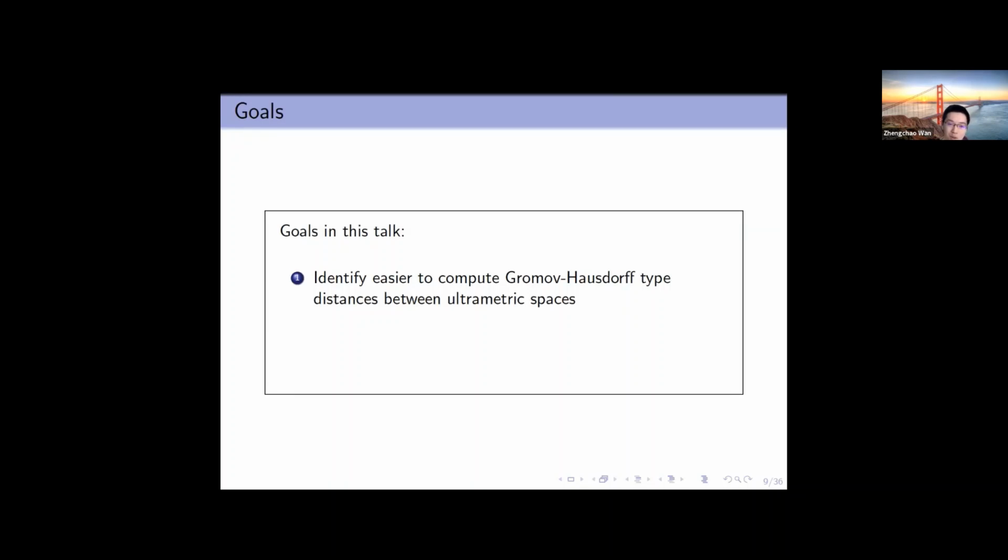I hope I have convinced you that ultrametric spaces are kind of special. Even though computing the Gromov-Hausdorff distance between ultrametric spaces is in general NP-hard, I still want to leverage the properties of ultrametric spaces to identify some alternative to the Gromov-Hausdorff distance that's easier to compute between ultrametric spaces. This is our first goal in the talk. Our second goal in the talk is the following. I want to identify some collections of ultrametric spaces over which the Gromov-Hausdorff distance is easier to compute.